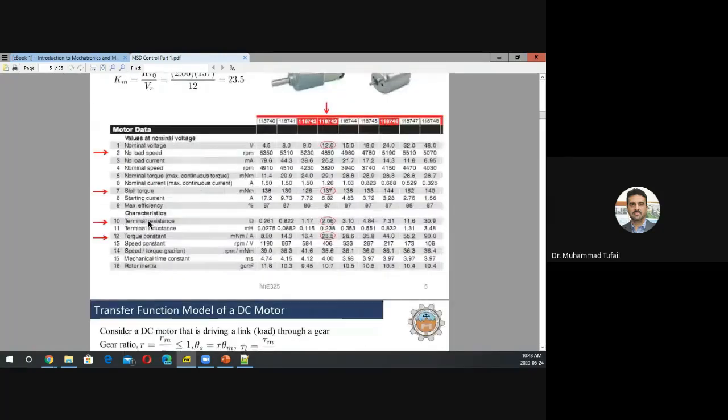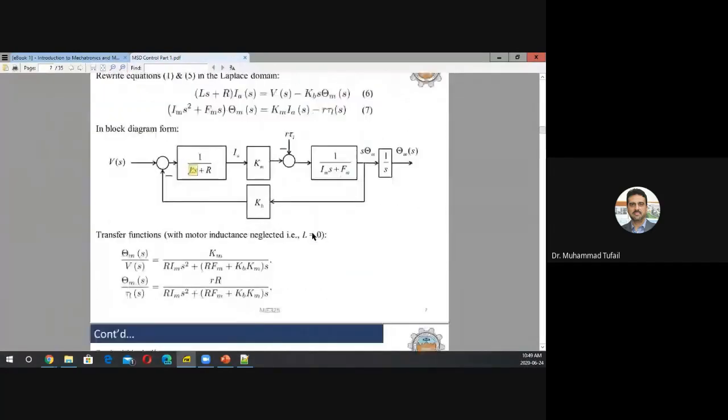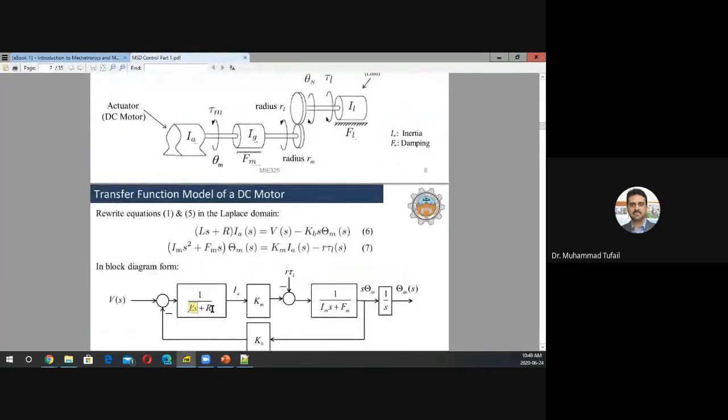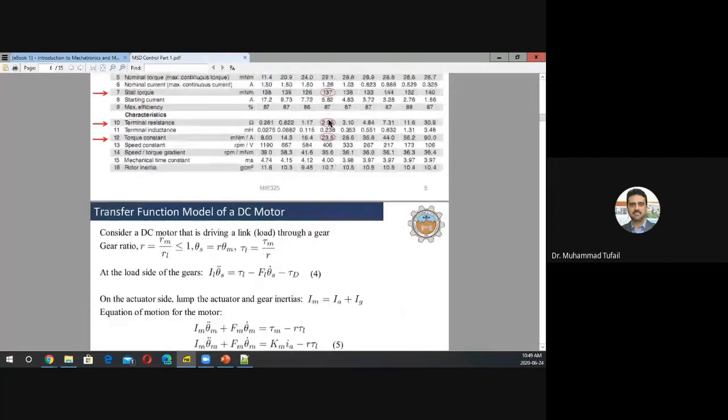तो L पे अगर आप नजर रखें, it's in millihenry terminal inductance. It's 0.238 for this particular motor. And if you look at the resistance, it's 2.06. So in दोनों को अगर आप देखें, if you have to ignore L, then it wouldn't cost you much because it's way less than the terminal resistance. ठीक है, तो अगर आप इस equation में इसको डाल भी देते तो it will be 0.238 times S plus 2.06.